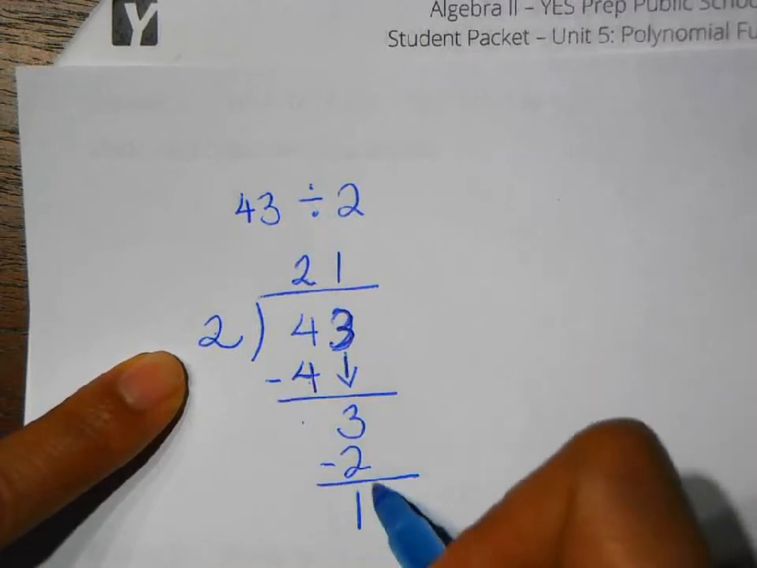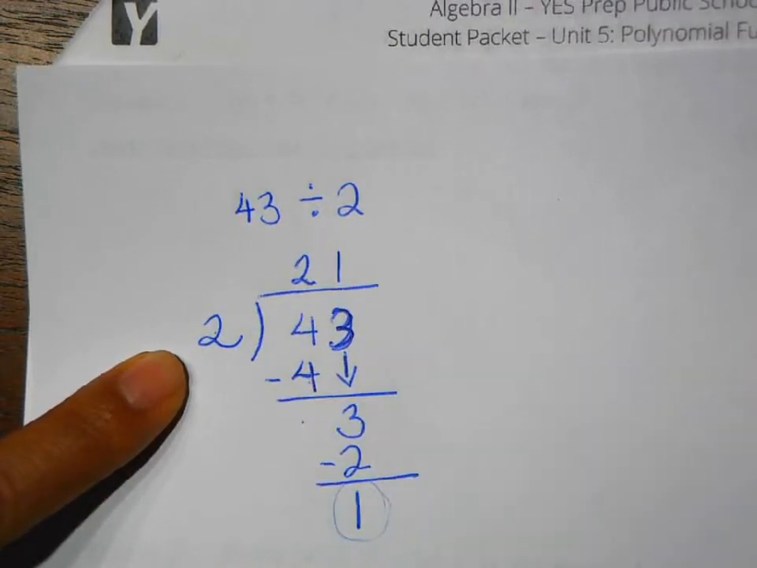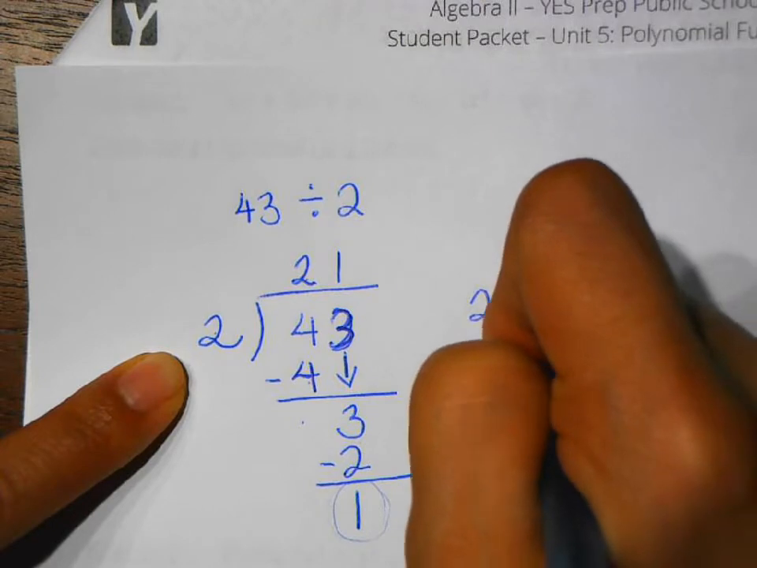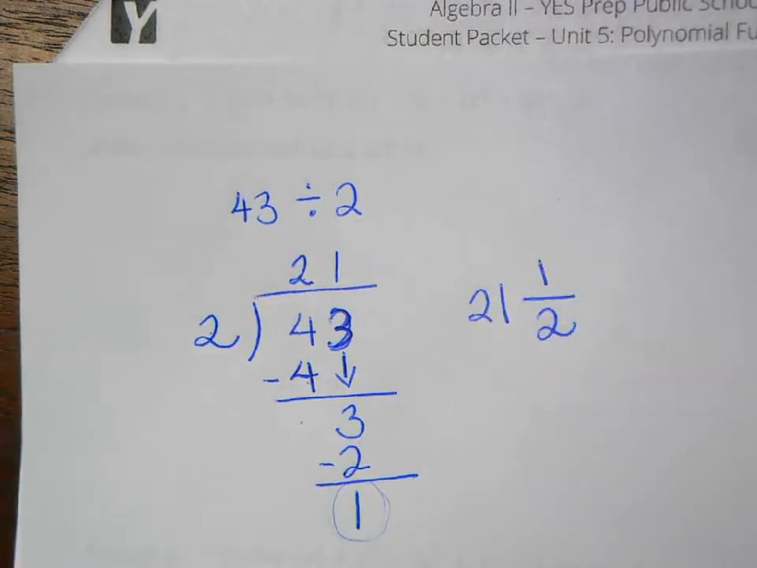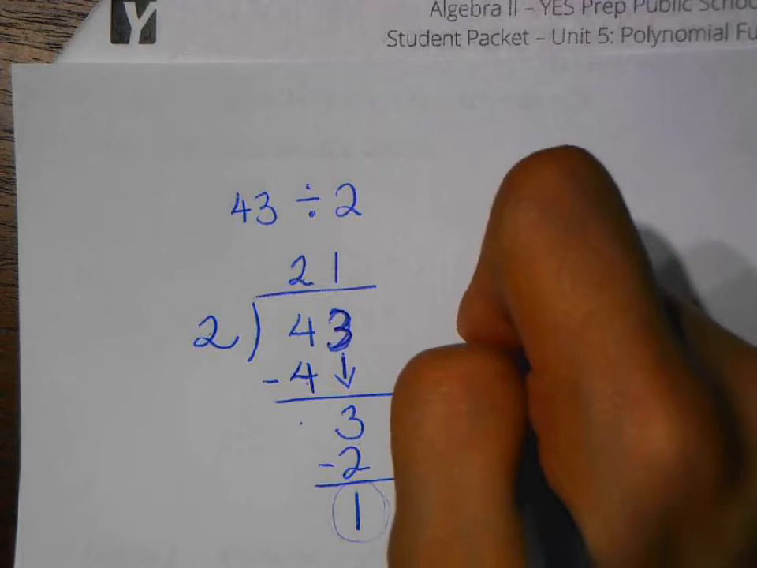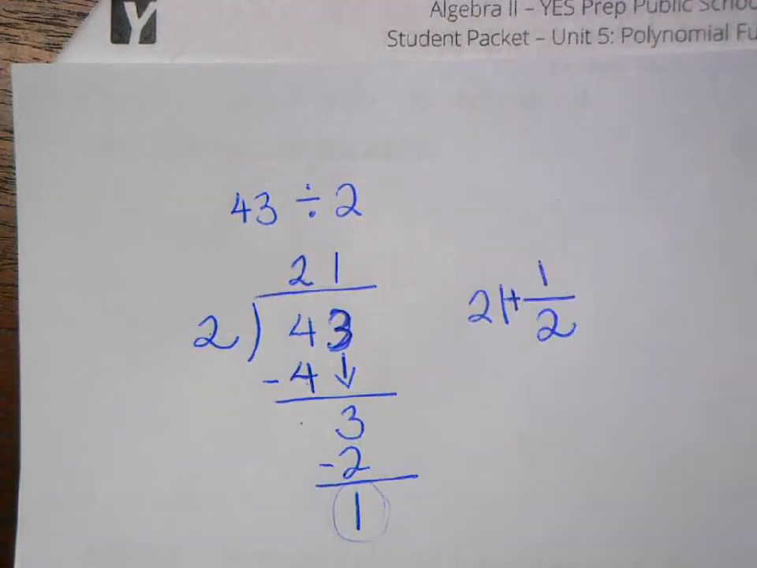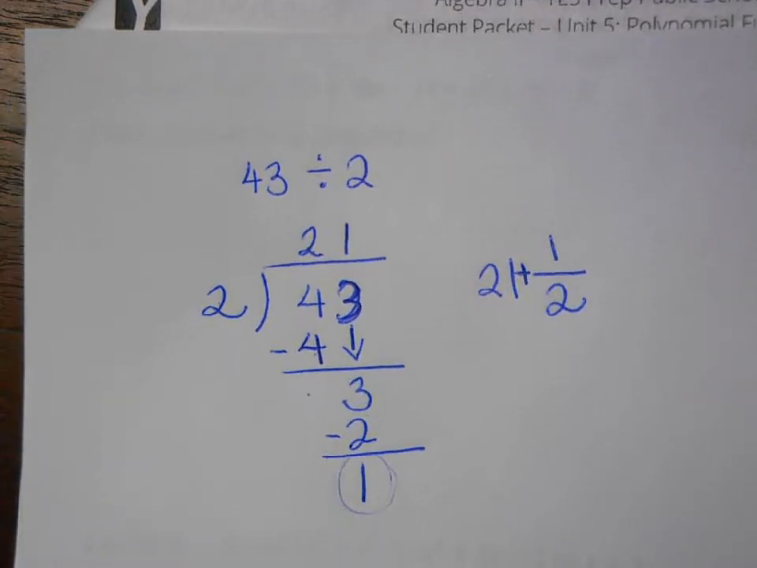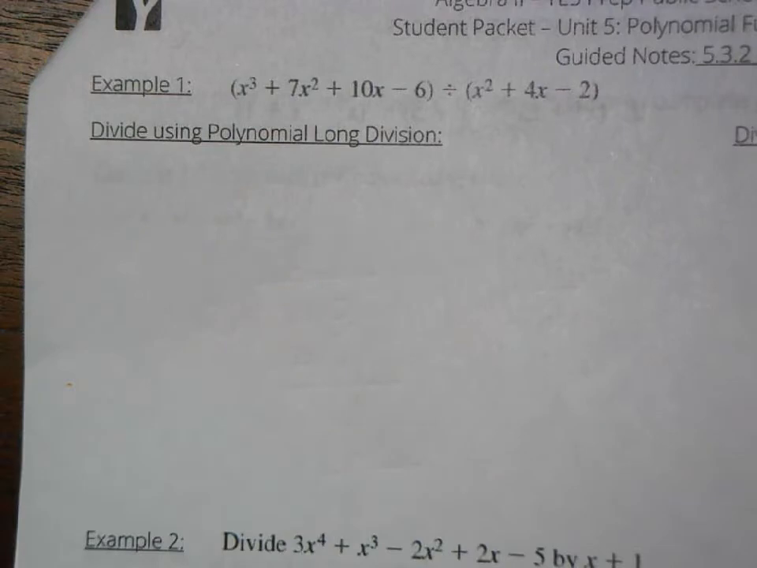And since I have 1 left over, I would say I have 21 and 1 over 2, 1 left over out of the 2 that I'm dividing. So it's 21 plus 1/2, or 21.5. Okay, so that's just with numbers. What we're going to look at now is one with variables.